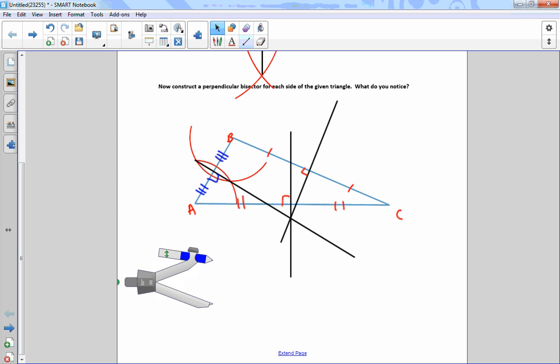Okay, did you mark all 3 90-degree angles and the congruent segments you got? Let's see, what side are you trying to do? That side?